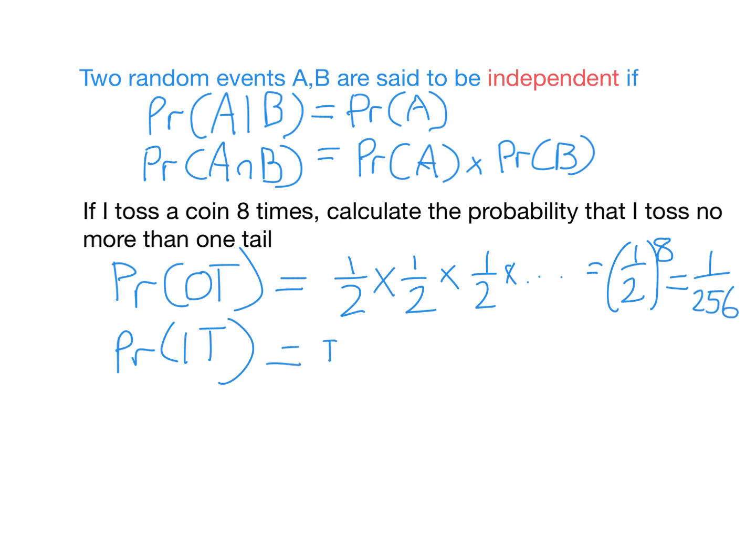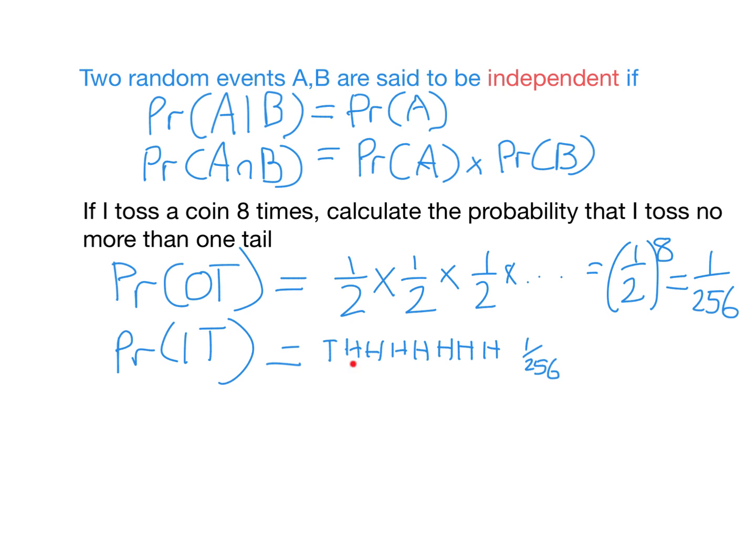Well, the probability you get a tail and then the rest heads is simply half times a half times a half. It's the same thing. It has probability 1 over 256. But hang on again. There are other ways I can get one tail. I could get the tail first, second, third, fourth, fifth, sixth, seventh, or eighth. There's 8 different ways that I could get a tail and 7 heads. Now, each of those 8 ways would have probability 1 over 256.